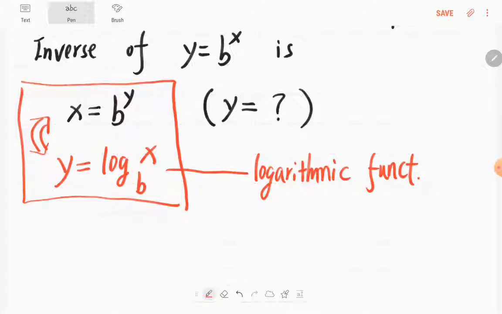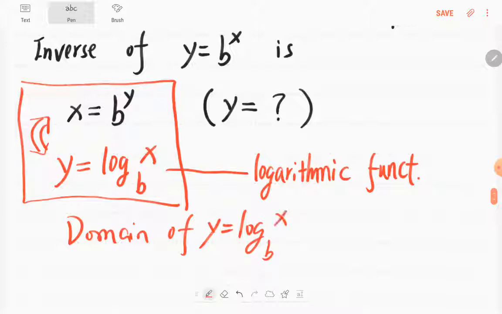Okay, so now let's look at the domain. This x is the x here, right? And this is b to the y. b to the y is always positive, right? So x is always greater than 0. So in other words, the domain of the logarithmic function y equals log b of x is x greater than 0. This is the domain.